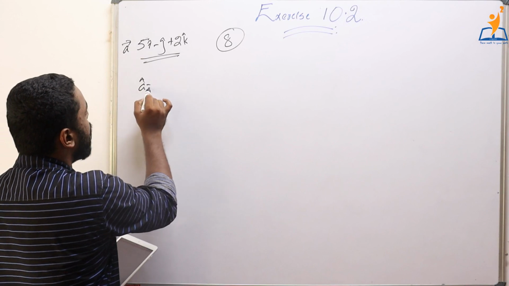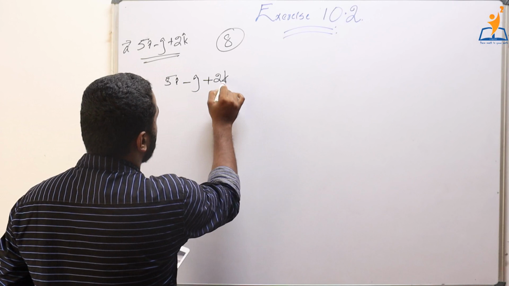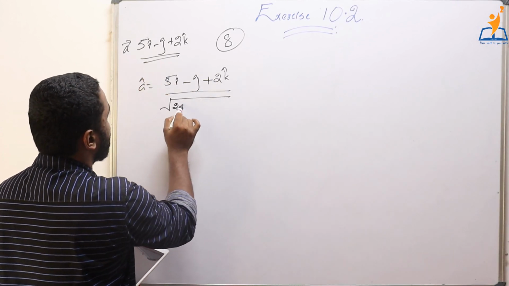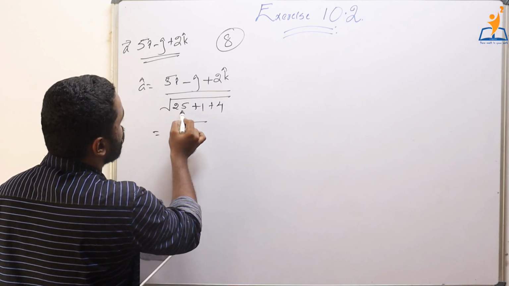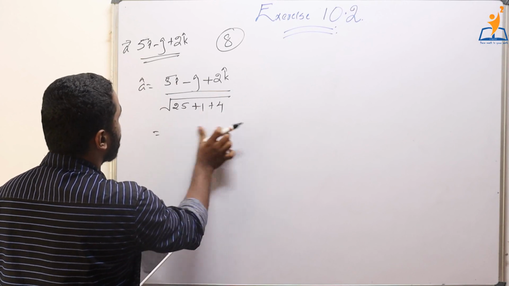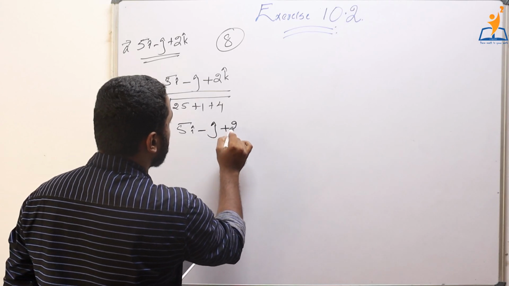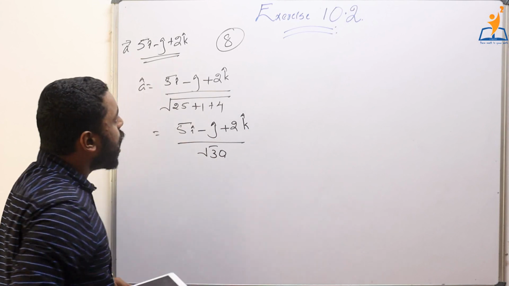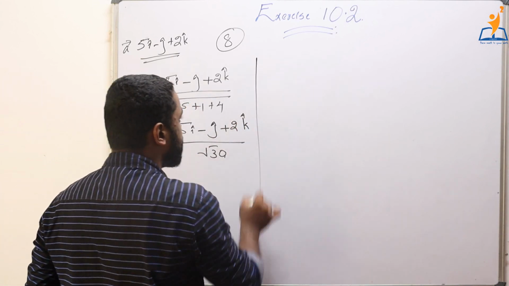Let it be vector a. So we have a cap is equal to 5i cap minus j cap plus 2k cap divided by square root of, what is the magnitude? 25 plus 1 plus 4. It is equal to root of 25 plus 1 is equal to 26 plus 4 is equal to 30. So we have the unit vector in the direction is 5i cap minus j cap plus 2k cap divided by root 30.